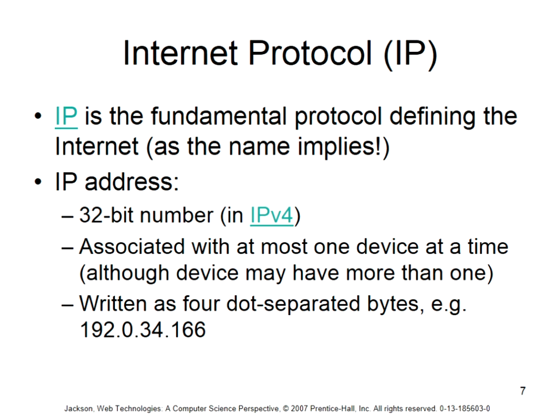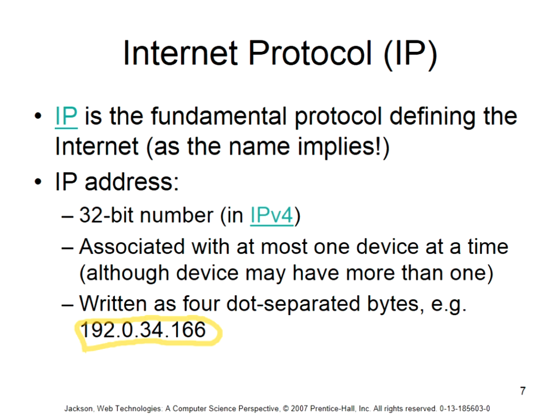So IP stands for Internet Protocol, the fundamental protocol defining the Internet, as the name implies. So the IP address is a 32-bit number. Why are there 32? This is an example of an IP address.